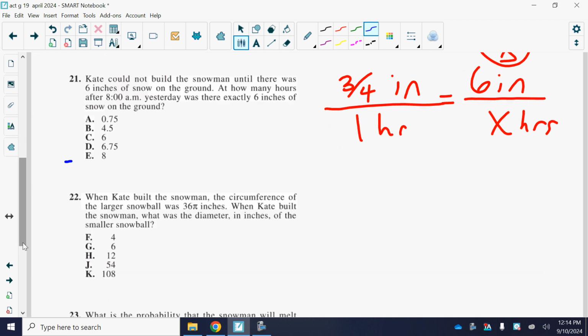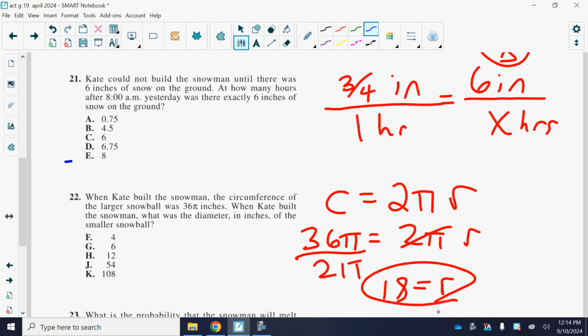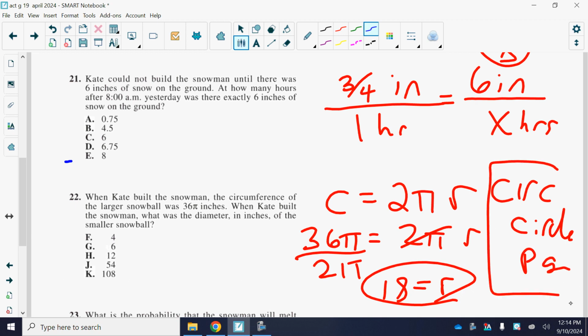Now this one you got to be smart. The circumference of the larger snowball. Circumference, as you might know, is 2 pi r. We get the answer 36 pi. So the radius of the snowball is 18. You could have also used the circumference of a circle program and plugged in numbers till you got it. So you would have to go backwards.